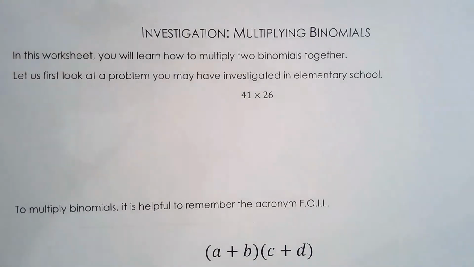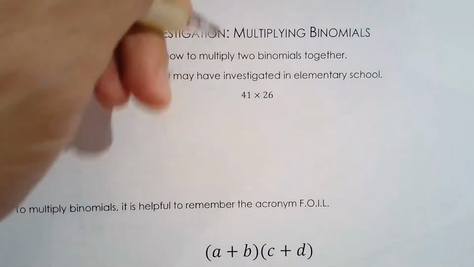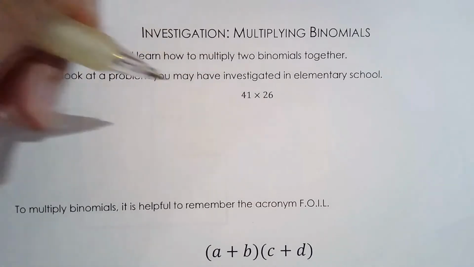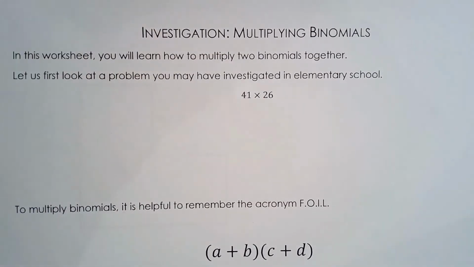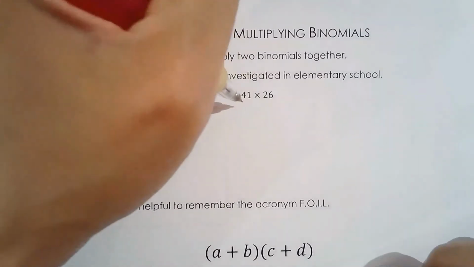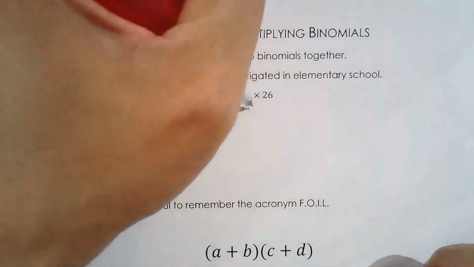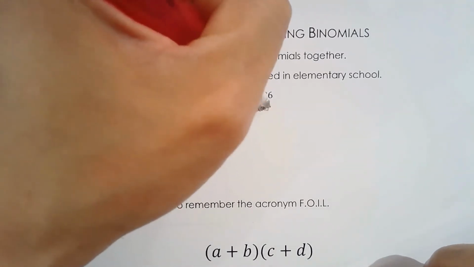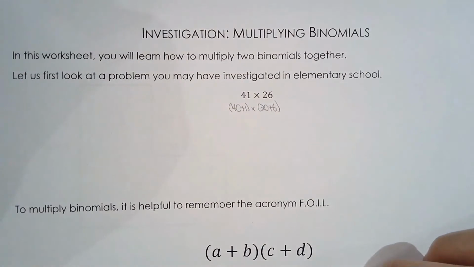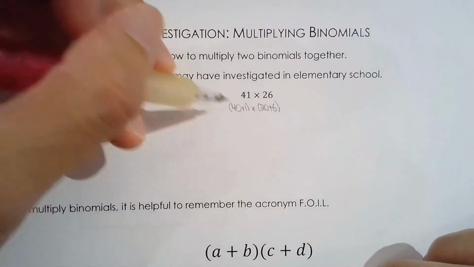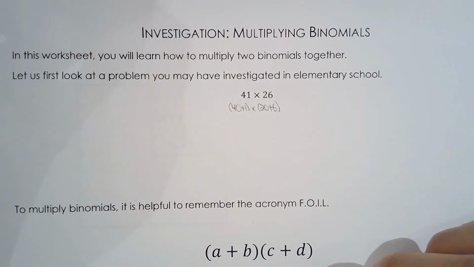You might not have seen these two-digit numbers, but the idea is that instead of applying your usual algorithm, one way to do this question, well, there's actually a lot of ways, but I'm going to focus on the way that is related to what I'm trying to teach you, which is multiplying binomials. I'm going to take 41 and express it as 40 plus 1, and 26, I'm going to write as 20 plus 6. So 41 is 40 plus 1, and 26 is 20 plus 6.